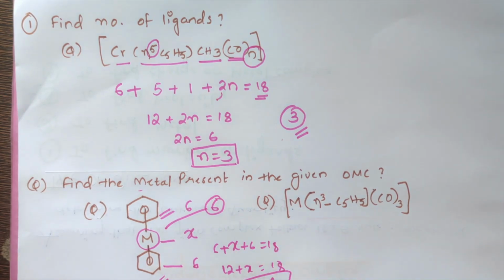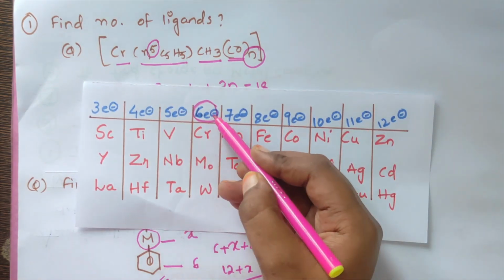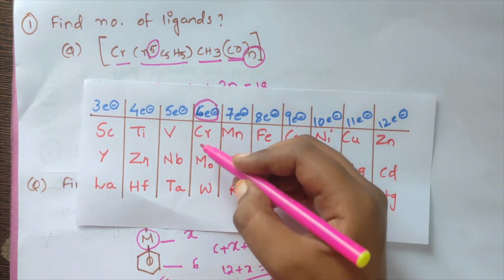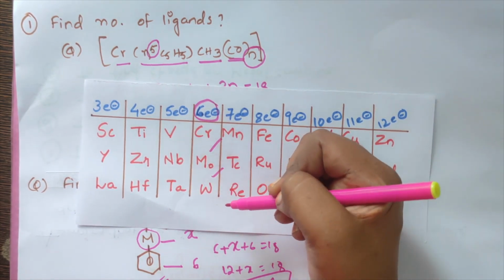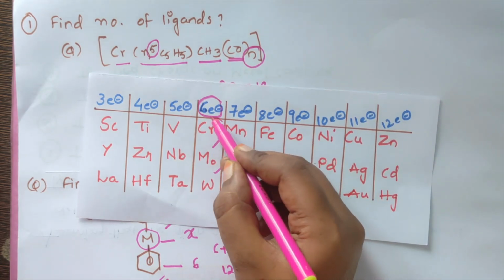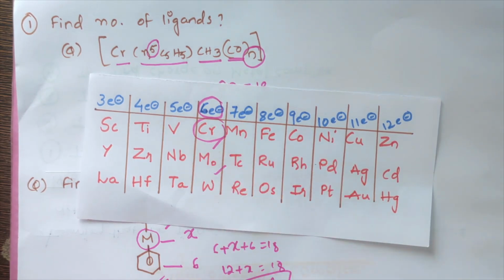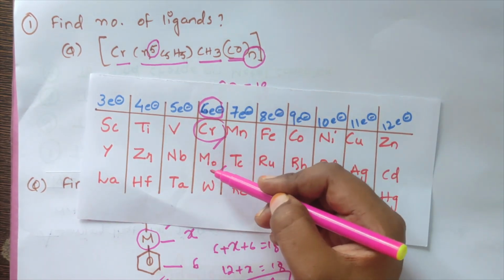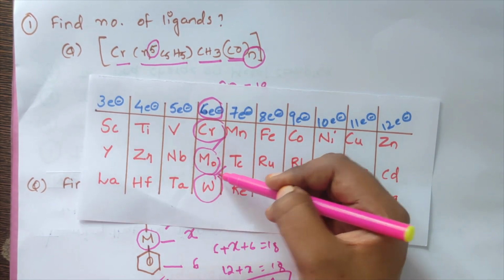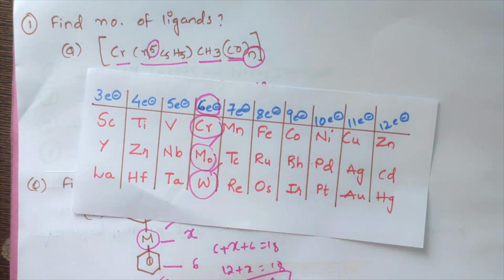So we should find which group will be donating 6 electrons. Nothing but the chromium family. Here the chromium family is the one which will be donating 6 electrons. So the metal may be chromium, molybdenum or tungsten. If in the question it is given that the metal belongs to the 3d series, we have to write the metal as chromium. If the metal belongs to the 4d series, we have to write molybdenum. If 5d series, we should write tungsten. This is the way to solve this type of question.